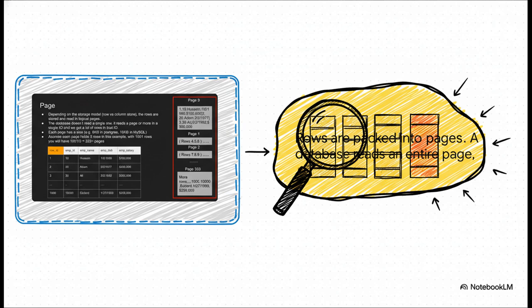And here's the kicker. When it needs to retrieve data, it doesn't just go grab that one row you asked for. Nope. It has to grab the entire page that your row lives in, along with all its neighbors.